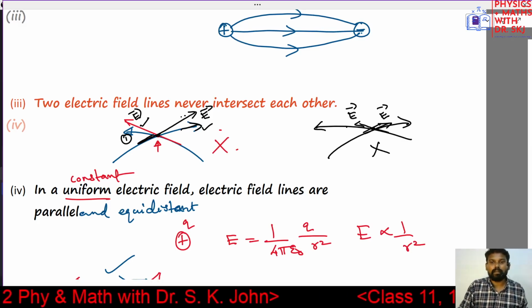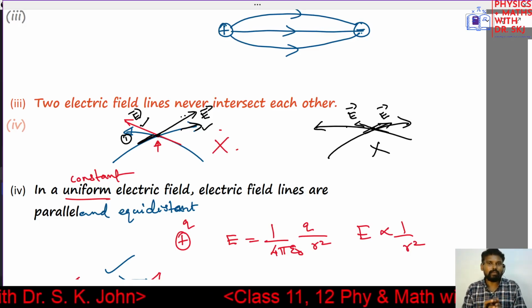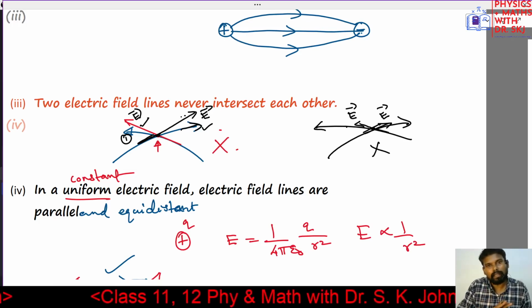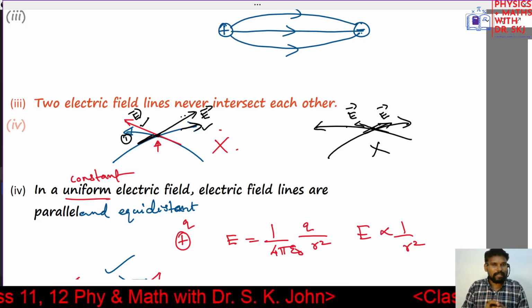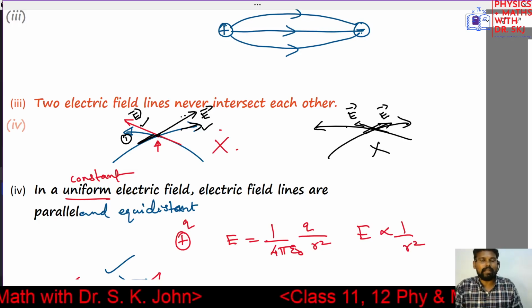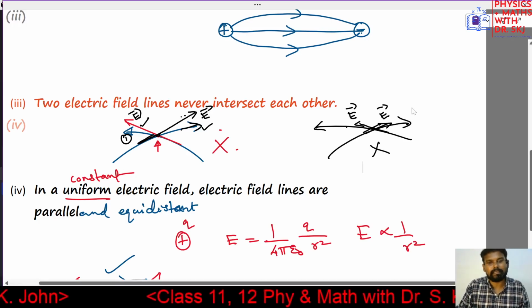But this is not possible because electric field is a physical quantity, so it cannot have two directions at a point. It is never possible. So two field lines will never intersect each other. I think you got the point. If two field lines intersect at a point, that means there are two directions for electric field at that point, which is never possible. So two field lines will never intersect each other.